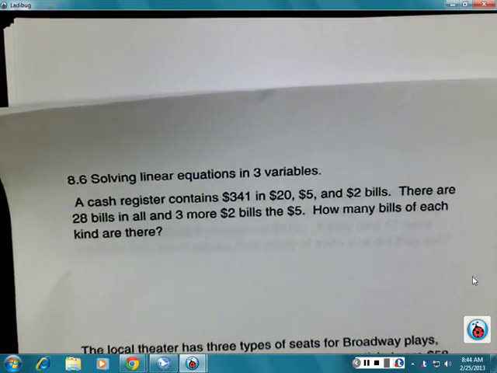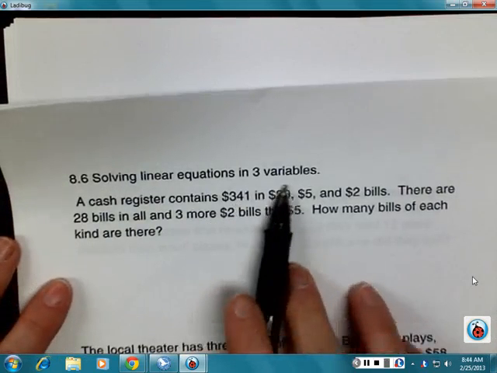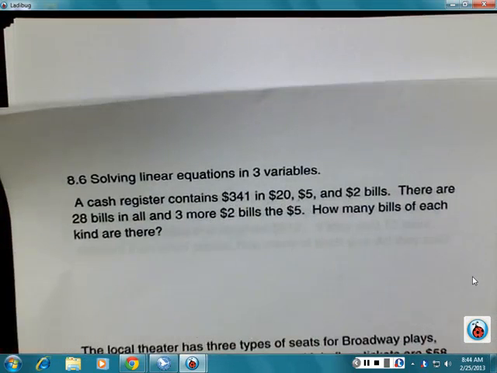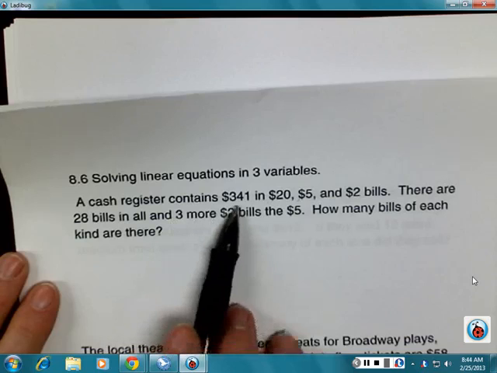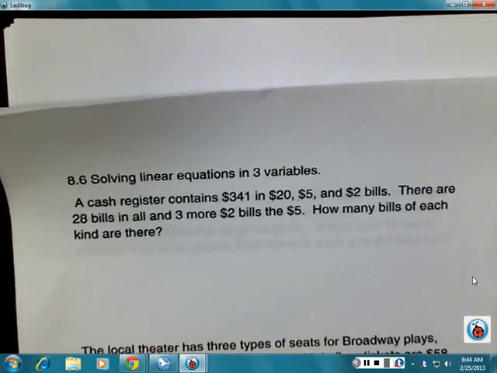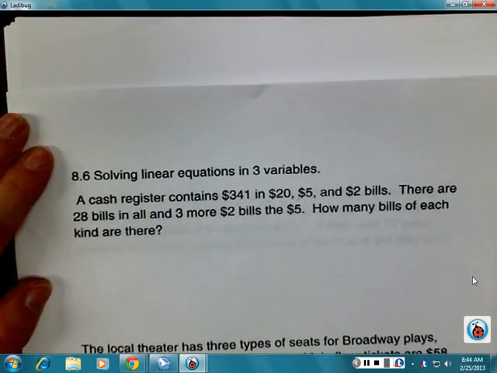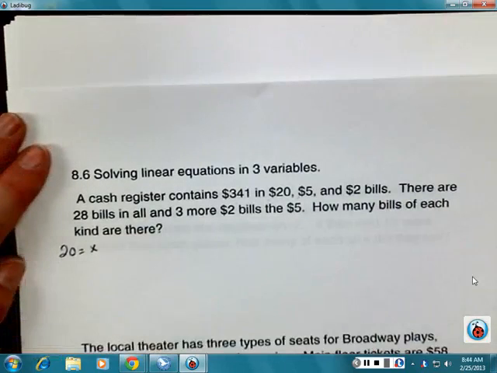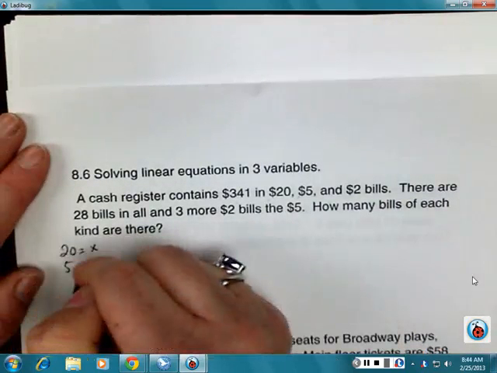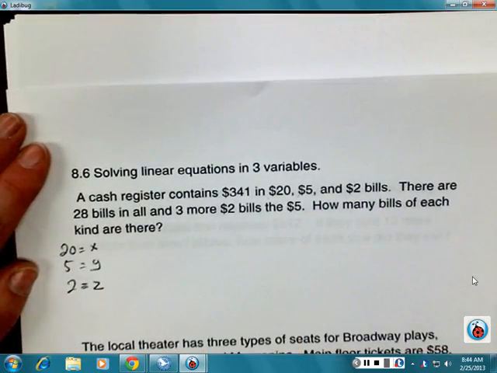So if we read the first one, a cash register contains $341 in $20, $5, and $2 bills. There are 28 bills in all, and 3 more $2 bills than $5 bills. How many bills of each kind are there? So what do we know? We're going to assign them all a variable first, right? So 20 is gonna be X, 5 is gonna be Y, and 2 is gonna be Z. So if we do that, that helps us out.